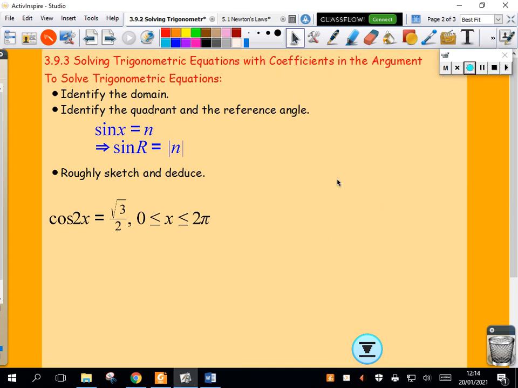So in this video we're going to look at solving trigonometric equations with coefficients in the argument. I'm just going to look at another example or two in here, and I'm going to move through them a little bit more quickly.